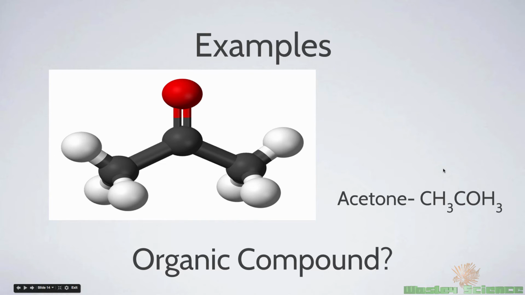Acetone, you have CH3COCH3. Is this an organic compound? The black spheres represent the carbon. You can see the carbon, guys, is always in the middle, and then the hydrogens hang off the outside. And then we have a double bond forming over here from the one oxygen. Yes, this is an organic compound. It's got the carbons and hydrogens. You can have an oxygen too, and it can still be an organic compound.